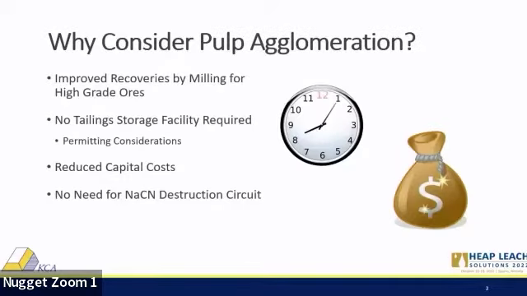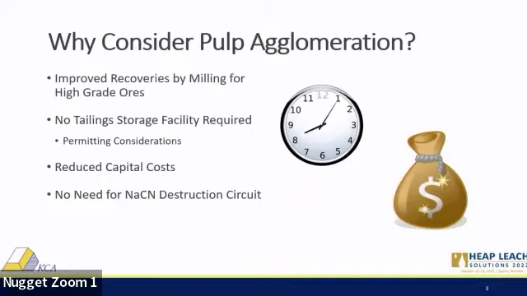So, why consider pulp agglomeration? For Castle Mountain, this came down to timing. They found that they were not getting the recoveries that they wanted with their high-grade ores, and the time to permit a tailings impoundment was going to be prohibitive to the project. So pulp agglomeration ended up being a nice compromise for them.